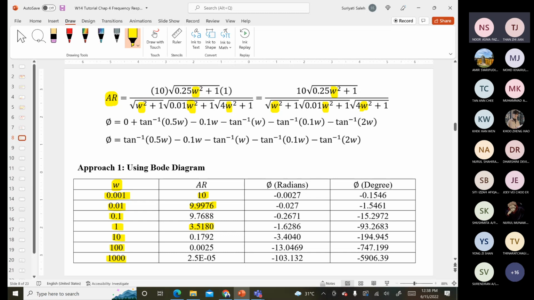Only in this case, I would like to emphasize the angle, where you have the inverse tangent. So make sure in your calculator, the mode used should be radian. When you try to calculate the phase angle, make sure the mode used is radian. It's not the degree. Make sure it's radian.